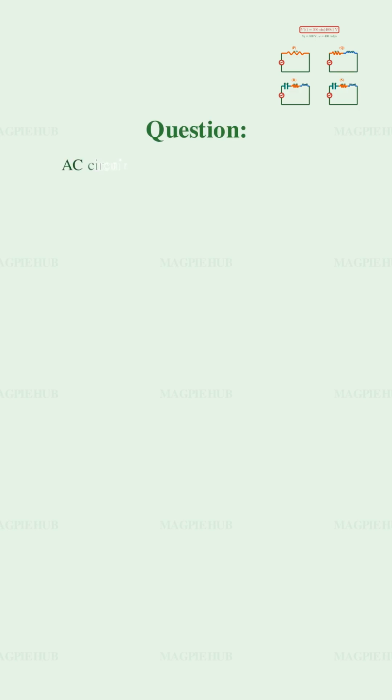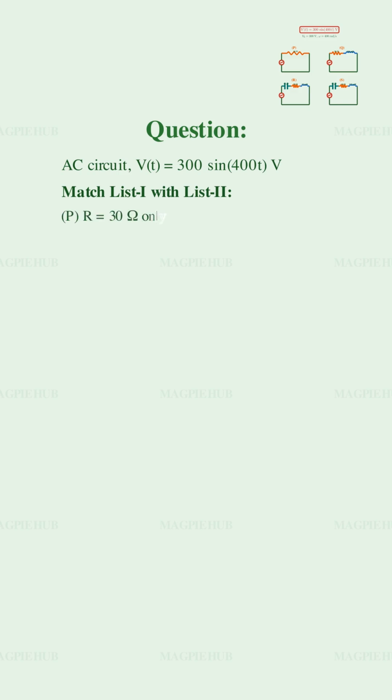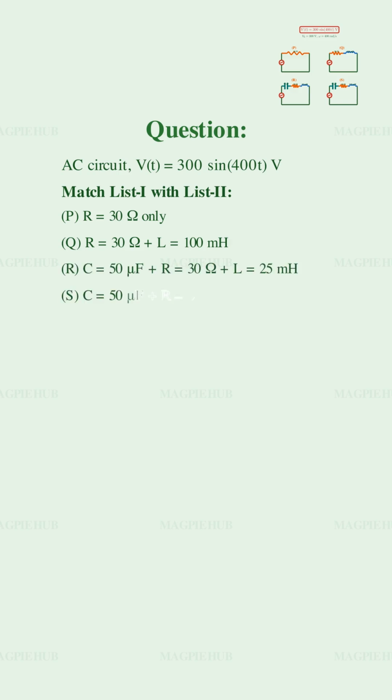Here is the complete question. An AC circuit has an impedance Z. The voltage is V(t) = 300 sin(400t) volts. Match list 1 containing load configurations P, Q, R, and S with list 2 containing current waveforms 1 through 5. The waveforms differ in amplitude and phase shift. We must find the correct matching.